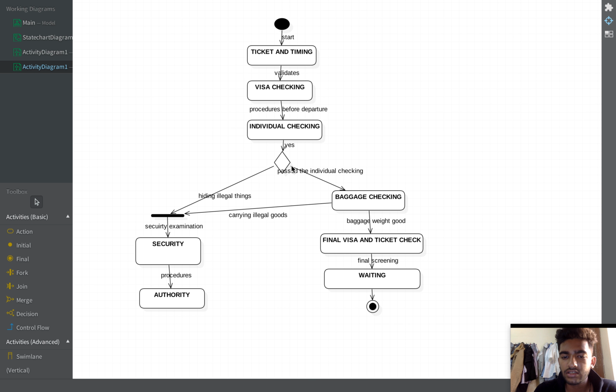If the checking passes, then we go to the baggage checking. If baggage checking is fine, then we go to final visa and ticket checking, and after final screening, the passengers wait and then board the airplane as the final step. If that is not the case, and hiding of illegal things is found, then we go again for security examination. And if the baggage checking finds something unusual, then we go to the security also. And if any procedures need to be taken, then we go to the authority.